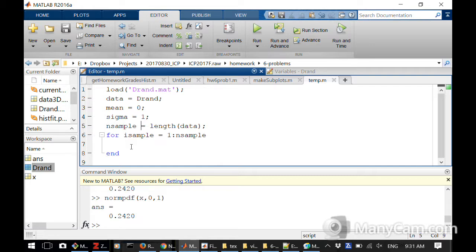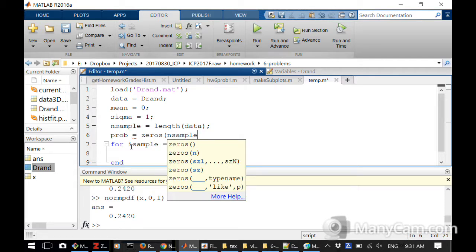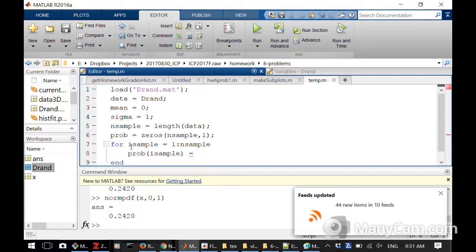So all I need to do is create a vector named prob equals zeros of n sample, right, by 1. Okay, now prob of I sample equals to, what should I write here then? Norm PDF of what? In your command window, did you set x equal to something? Yes, I set x equal to 1.